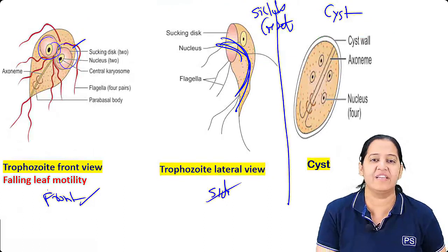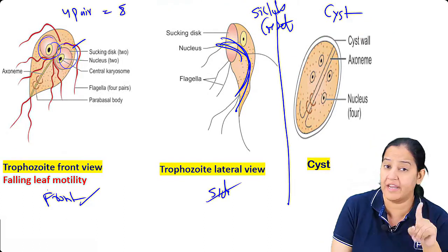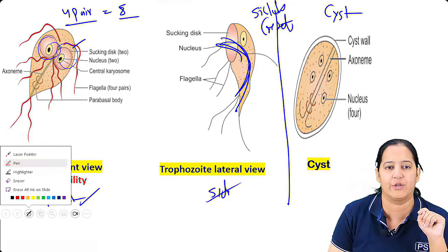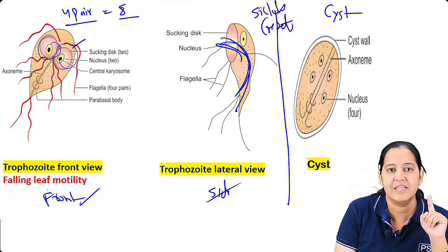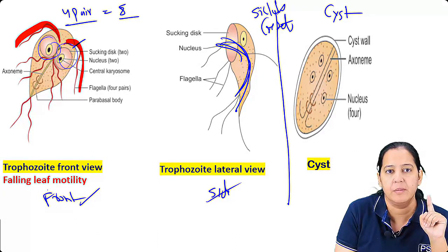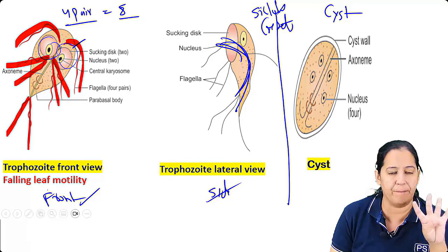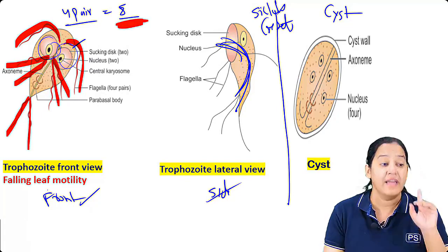So how many flagella? Say, ma'am, 4 pair. Either say 4 pair or say 8. Don't get confused. 4 pair means 8. So don't confuse. Let me show you all 8 together. See pair number 1, beautiful. Pair number 2, you can see. Pair number 3, you can see. And pair number 4, you can see. So total 4 pairs, total 8 flagella. A lot of questions come on this. There are 8 flagella in Giardia lamblia.